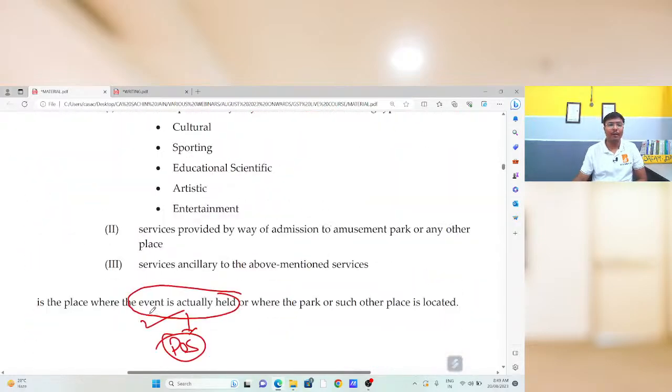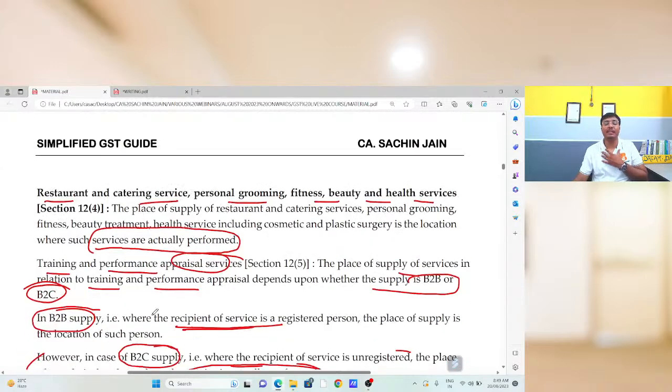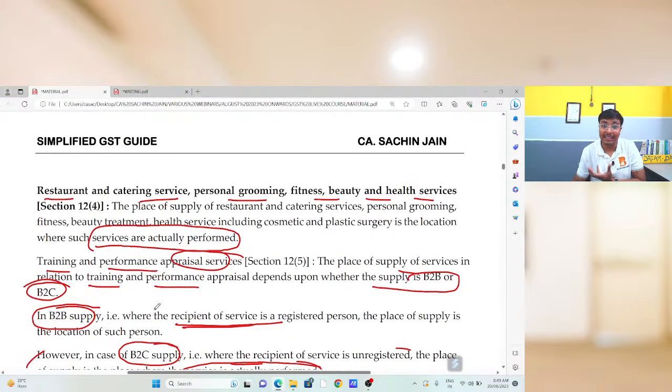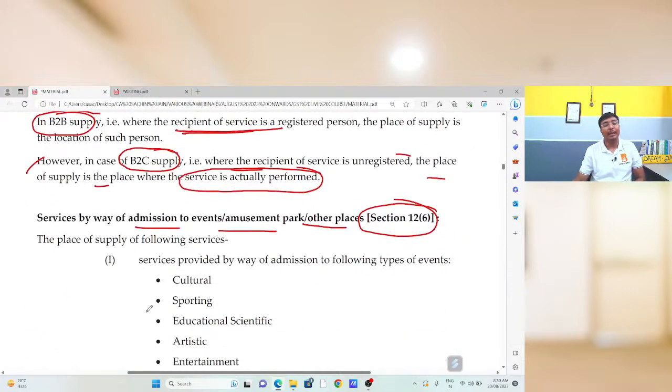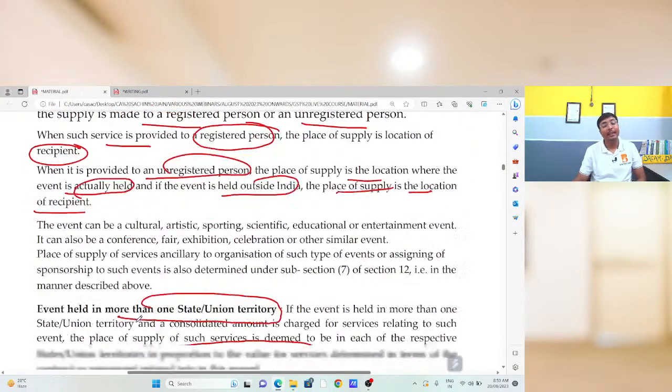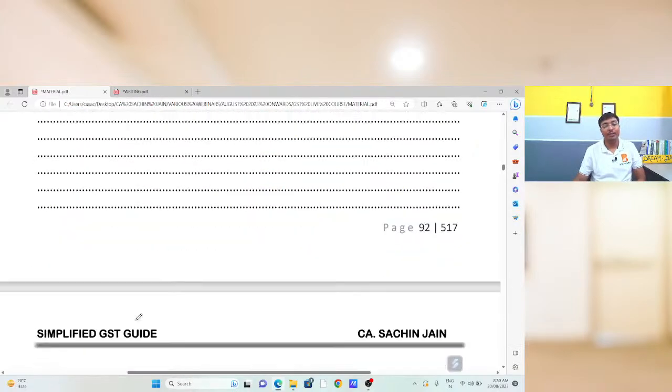Next thing we had covered is our performance based services, catering, personal grooming, fitness, etc. In that case, where the services are actually performed, that place will be treated as the place of supply. In case of any admission to any event, amusement park, in that case where the event is actually held, that place will be treated as my place of supply.